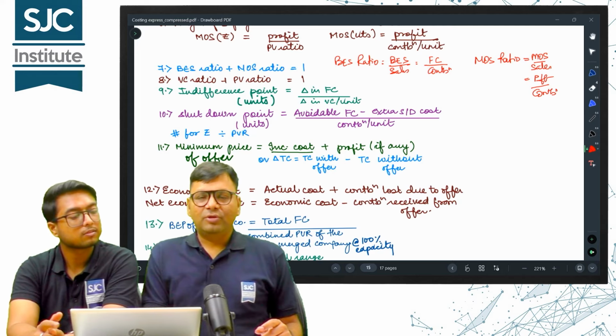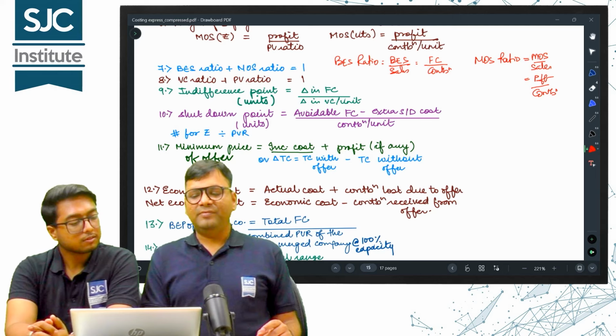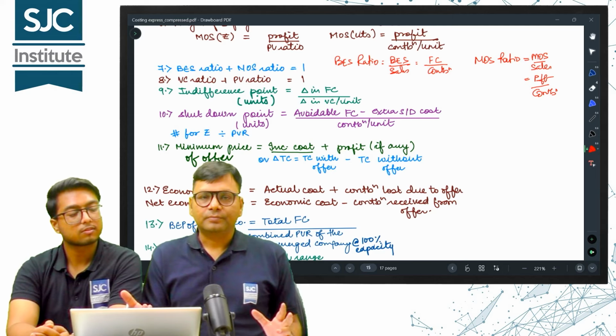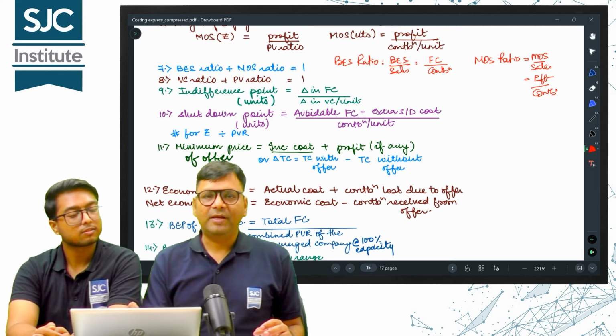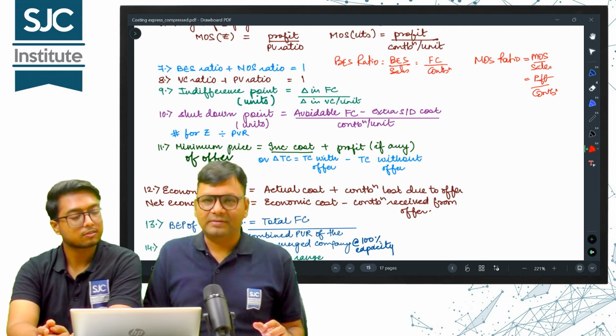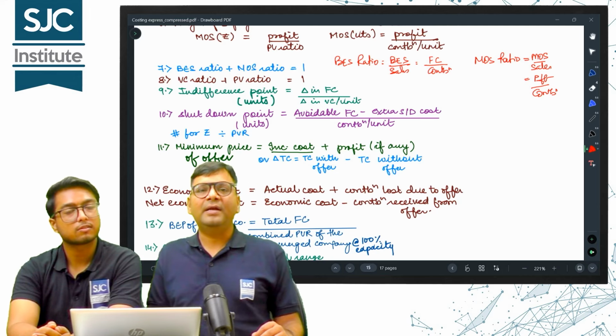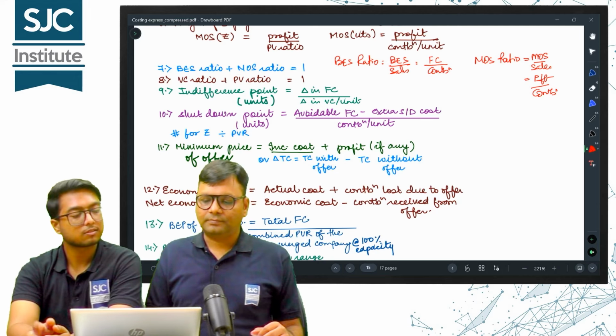There is another Jugalbandi Jodi, which is variable cost ratio plus PV ratio is equal to 1. That means if you know variable cost ratio, you can easily get your PV ratio, right? Variable cost ratio is equal to variable cost by sales, PV ratio is equal to contribution by sales. So if PV ratio is 40%, variable cost ratio is 60%. If variable cost ratio is 55%, PV ratio will be 45%.